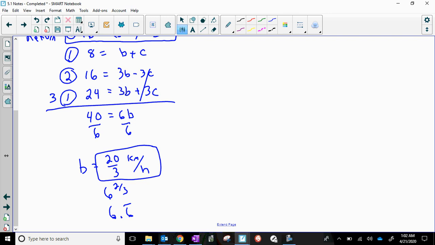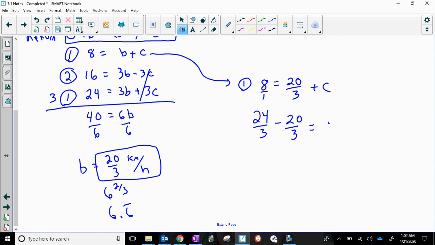Now we need to find the speed of the current. Well, go to an easy equation to work with, and I'll go to that first equation. I'll replace the speed of the boat with 20/3. And now I'm just going to get c by itself. So let me convert that 8 into thirds, so times the top and bottom by 3. Subtract the 20/3. You may use your calculator at this point if you feel more comfortable. We're getting 4/3 or 1 1/3 or 1.3 repeating kilometers per hour.